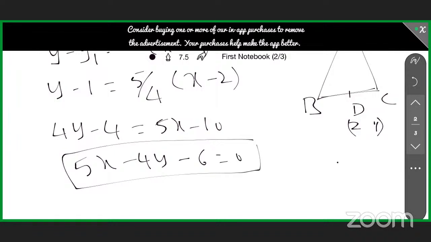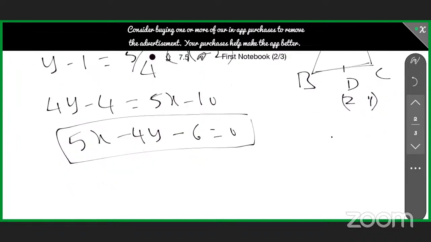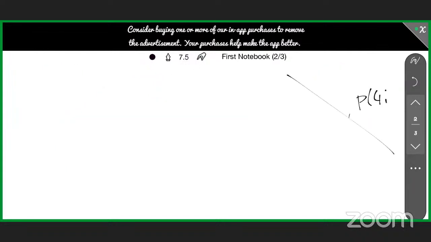A line passes through the point (4, 2). It cuts the coordinate axes at A and B respectively. That means it is cutting my x and y axes at A and B. If O is the origin, then what is the locus of the center of the circumcircle of triangle OAB?